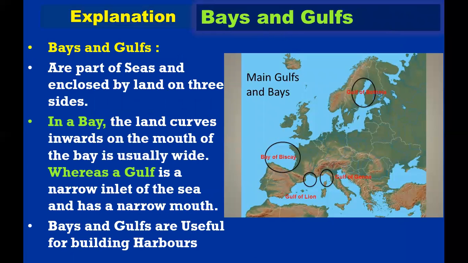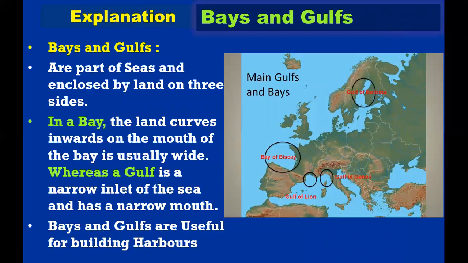And we also have bays and gulfs. Now, what are these bays and gulfs? Here in the bays, the water is in the middle and it is enclosed on the 3 sides by land, and the water which is in the middle is joining with water on the other side. So in a bay, the land curves inward and the mouth of the bay is usually wide, whereas the gulf is a narrow inlet of the sea and has a narrow mouth.